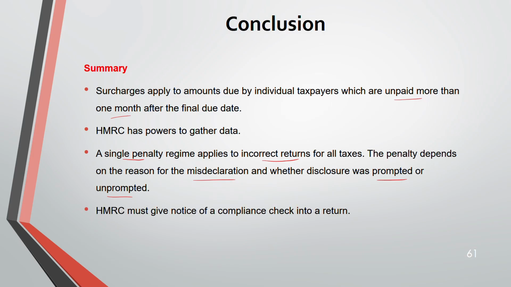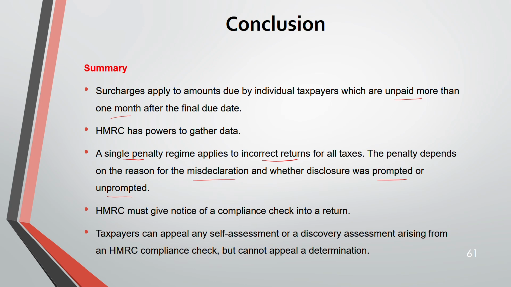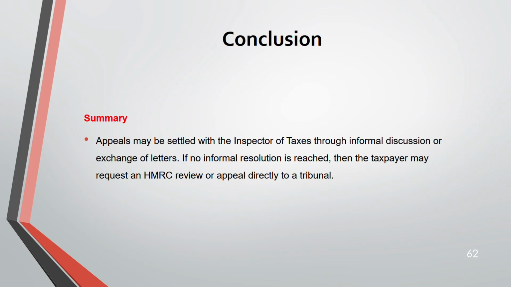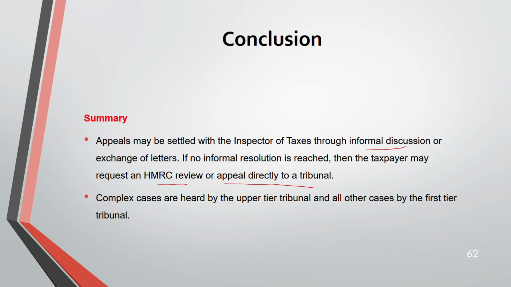HMRC must give notice of a compliance check into a return. A taxpayer can appeal any self-assessment or discovery assessment that arises from HMRC's compliance check, but they cannot appeal a determination. An appeal may be settled with the inspector of tax through some informal discussion. If no informal resolution is reached, the taxpayer can request an HMRC review or appeal directly to a tribunal. Complex cases are heard by the upper tier tribunal, other cases by the first tier.